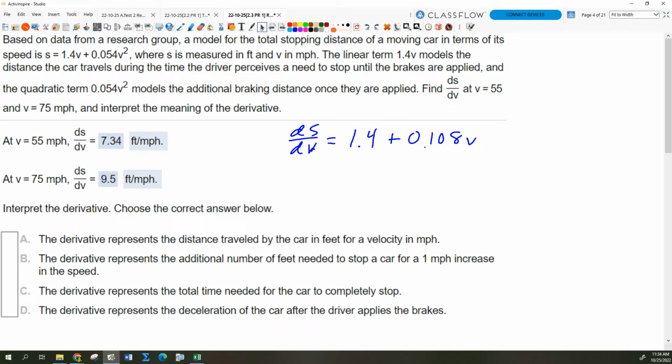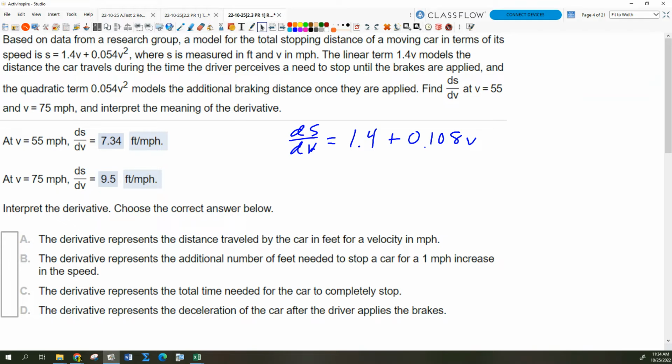What about C? The derivative represents the total time needed for the car to completely stop. No, that doesn't make sense. Think about what the derivative function is doing and think in terms of units. It's always helpful to think in terms of units. What would the units be for the derivative? Well, we've got units of stopping distance divided by units of speed. So that's going to be feet per miles per hour. Those are not units of time. So we can cross out C. The units don't match up at all, which means the quantities don't match up.